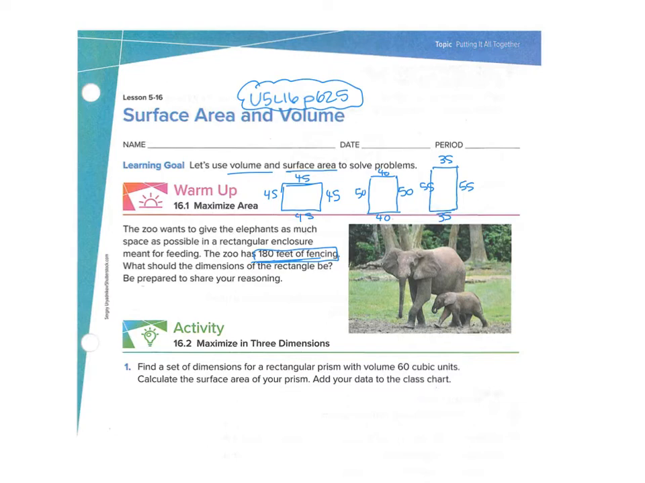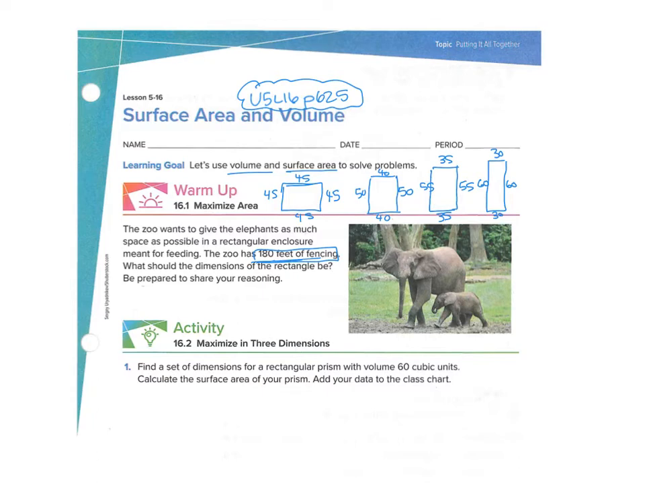I could make it even longer. I could make it 60. That's a lot of space to run back and forth right there, 60 feet. And 60 and 60 is 120. 180 minus 120, what is that, 60? So then now my width would be 30. It'd be a much more narrow pen.